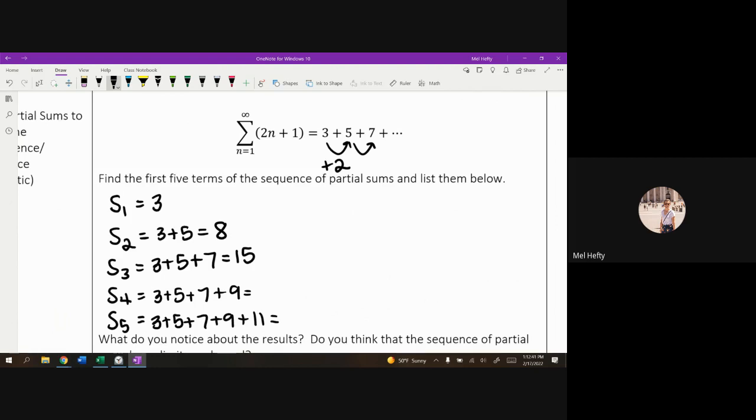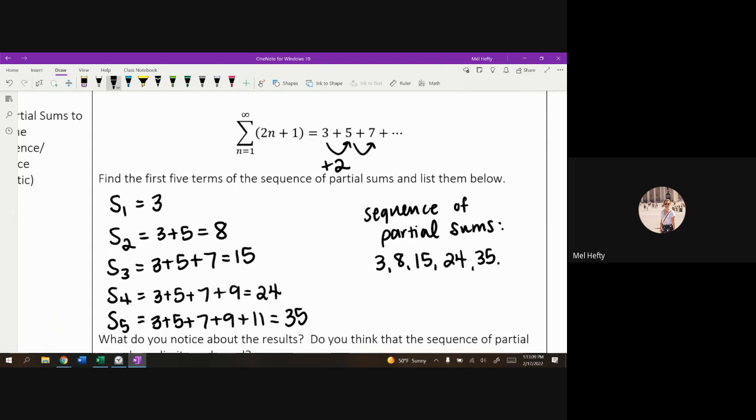All right, what did you guys get for the 4th partial sum? 24. 24, 5th? 35. 35. All right, so what we're going to do is actually investigate a sequence here, meaning just a list of numbers, of our partial sums. And we're going to see, do we think this goes anywhere? So we're going to look at 3, 8, 15, 24, 35.